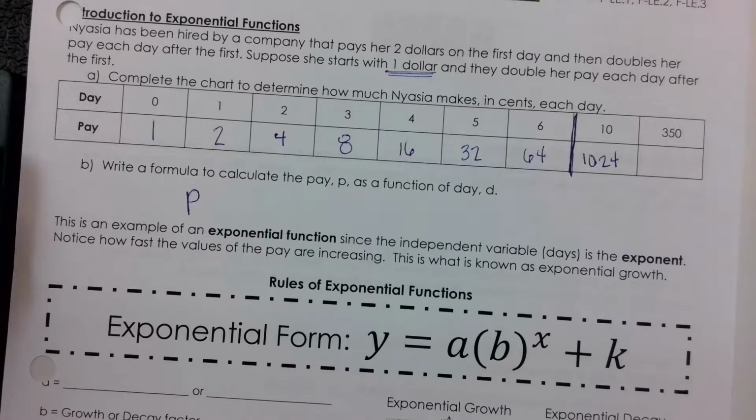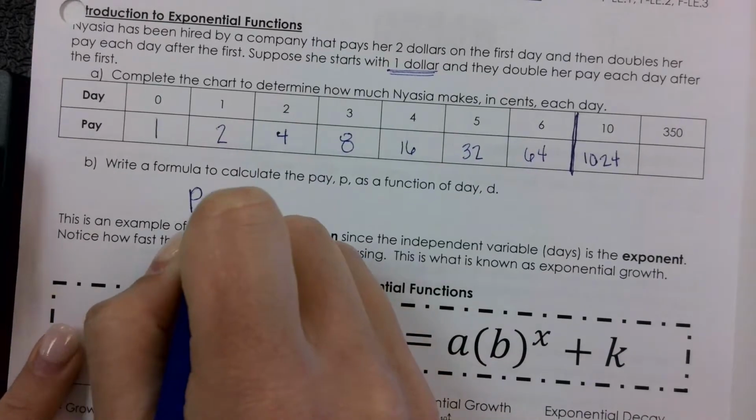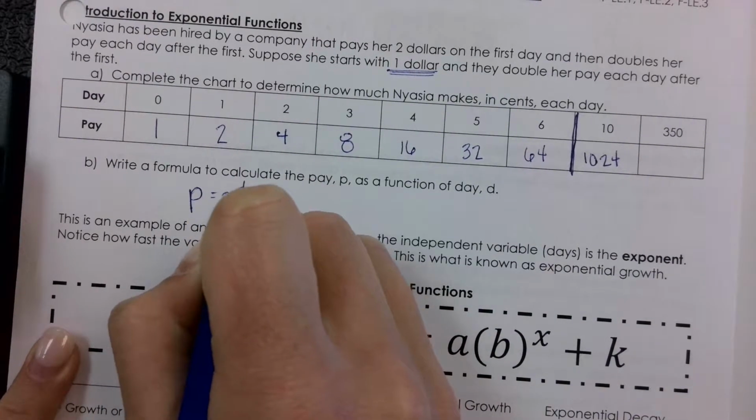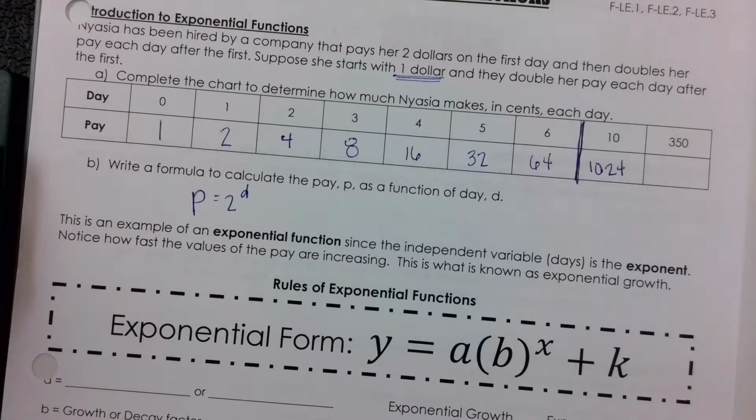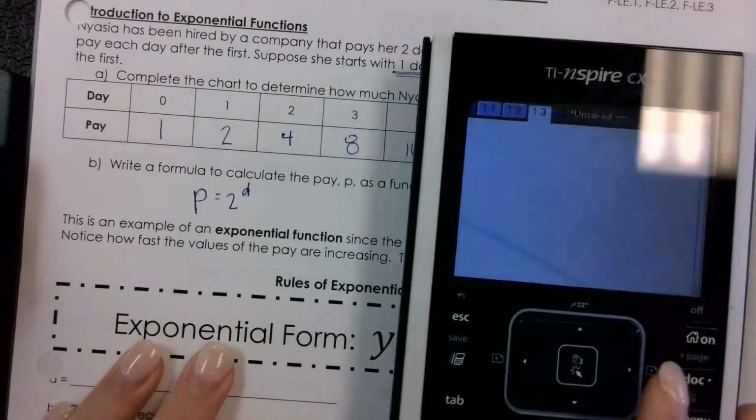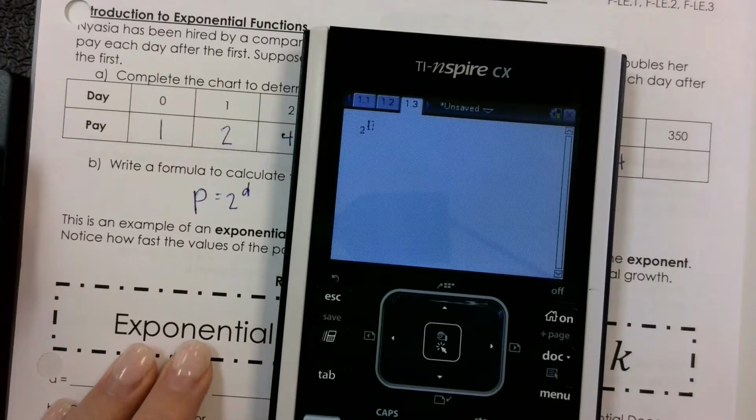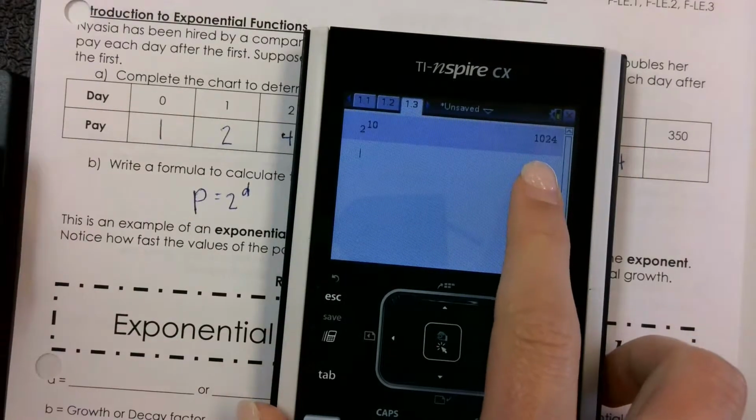So on day 1, she got $2. Correct. So our rule for this, whatever she gets paid, is 2 to the exponent of how many days she's been working. Is that okay? If we wanted to check our number for the 10th day, you could do 2 to the 10th power, and what do you get? Do we know how to type that in our calculator? Yeah. You use the little up button, then 10, and we get 1024, which is the same thing that we had, right?